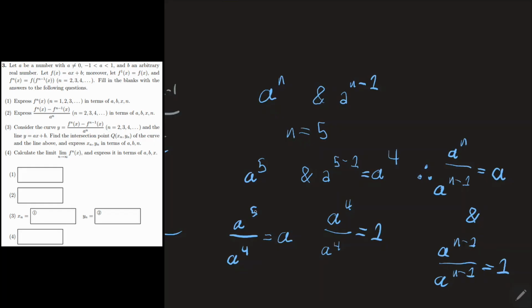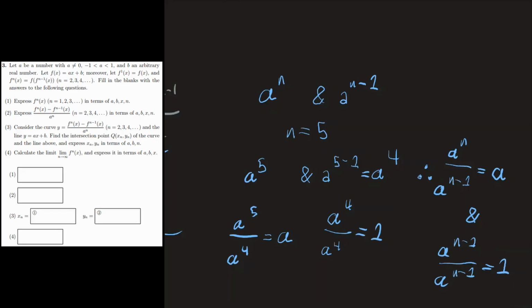So if we take a to the power of 5 and divide it by a to the power of 4, then it equals a, right? Because these 4 a terms cancel out with 4 of the a terms in a to the 5, and you're just left with a single a term. And then, of course, a to the power of 4 divided by a to the power of 4 is just equal to 1. So, more generally, we have that a to the power of n divided by a to the power of n minus 1 is equal to a, and a to the power of n minus 1 divided by a to the power of n minus 1 is, of course, just equal to 1.